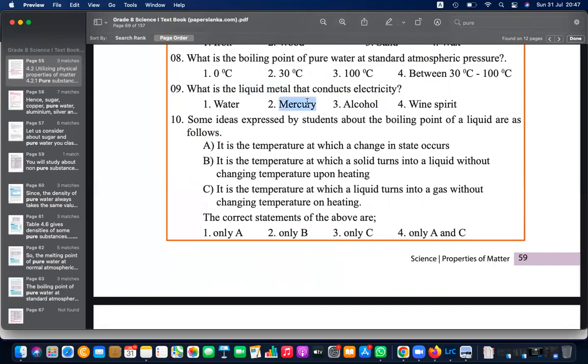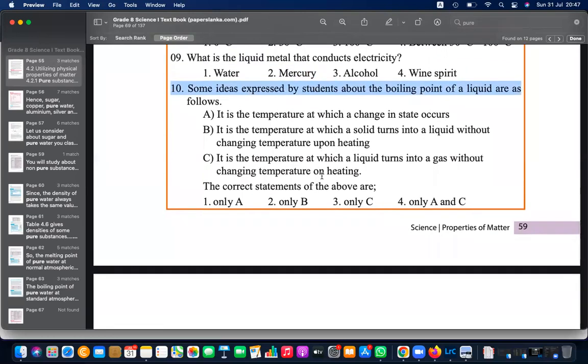So liquid metal. Some ideas expressed by students about the boiling point of a liquid are as follows. It is the temperature at which a change in state occurs. That is correct, no? It is the temperature at which a change in state occurs. That is boiling point, right? Boiling point of a liquid.